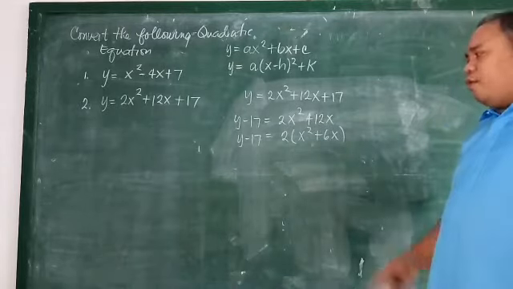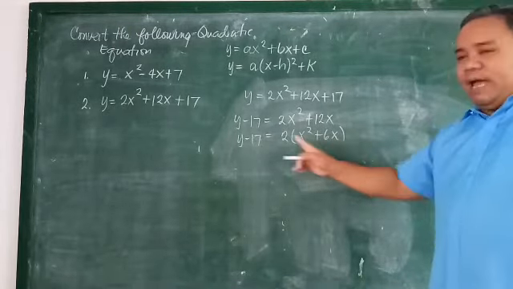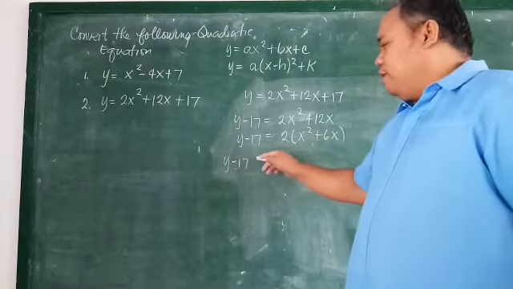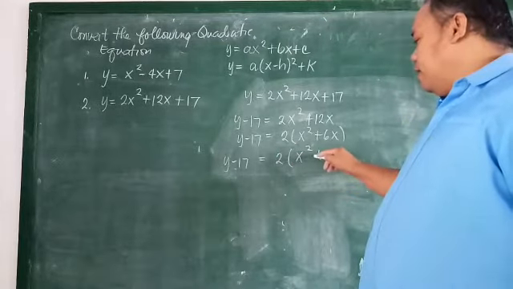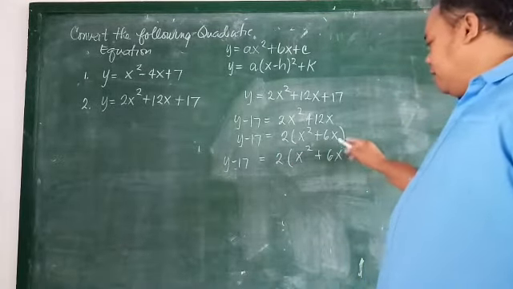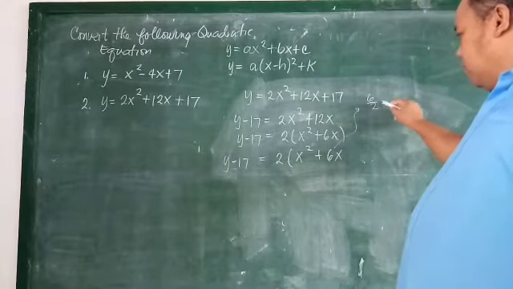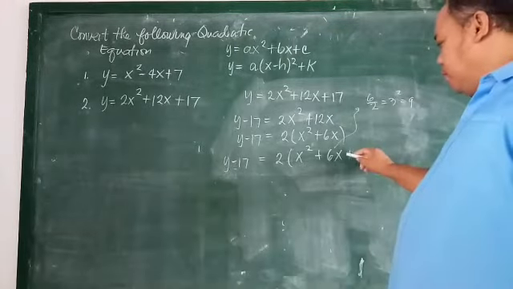Same way, we're going to complete the square here, and whatever we add here should be added on the other side. So this will become y minus 17, this is 2, then x squared plus 6x. Now, divide 6 by 2, and that is 3. Then square 3, that is 9. So the third term should be positive 9.